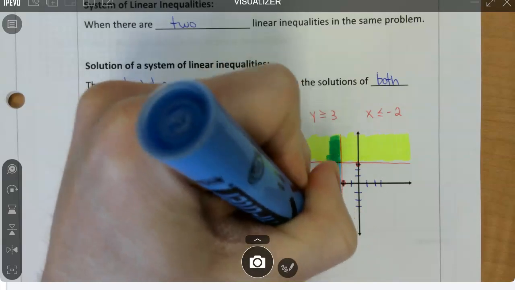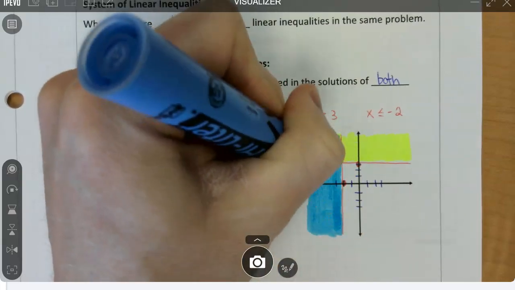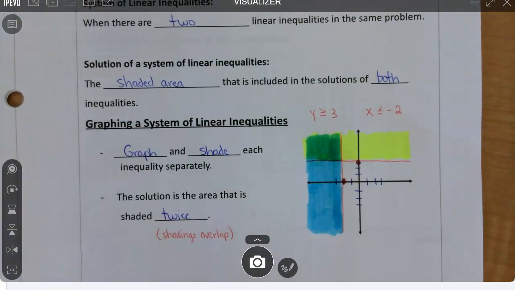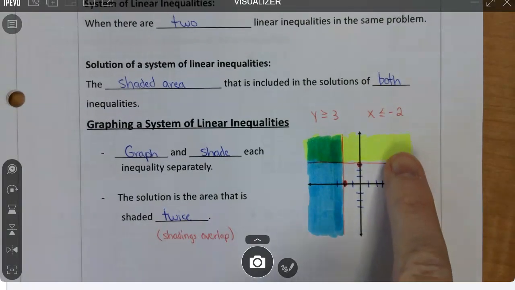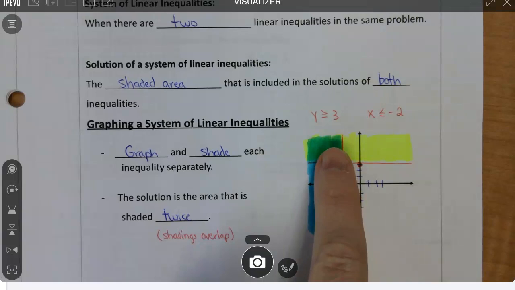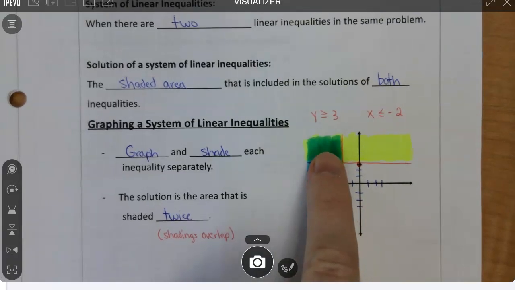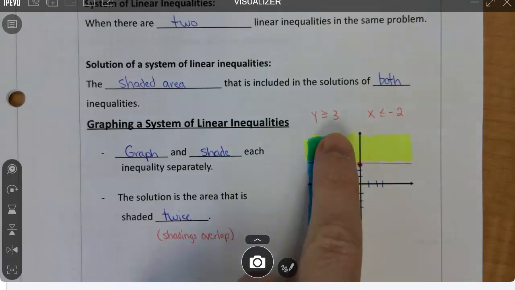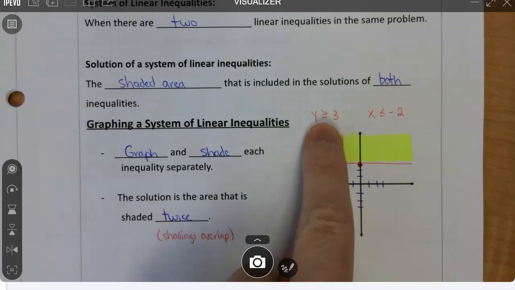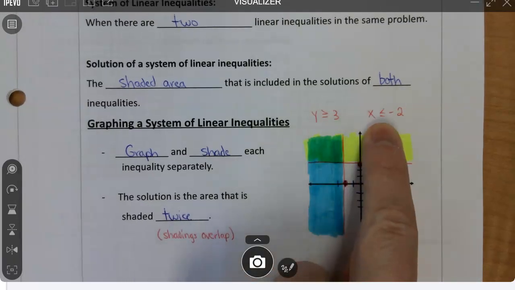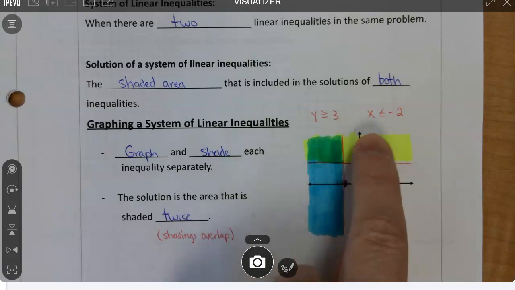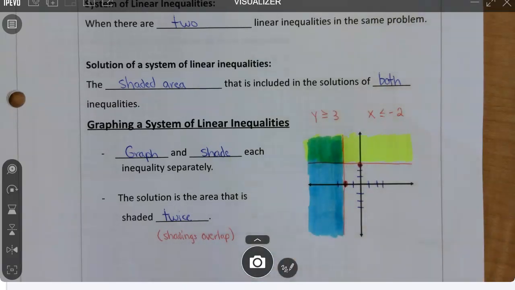And if you remember from probably kindergarten, you learned that yellow and blue make green. And so when we're looking at the solution to this, I'm looking at where the yellow and the blue overlapped. So this green area right here is the solution to these two inequalities. Anything in this region is true for both inequalities. So anything in the green is greater than or equal to 3 for the y, but it's also less than or equal to negative 2 for the x. So we're going to be looking at the region where they overlap.